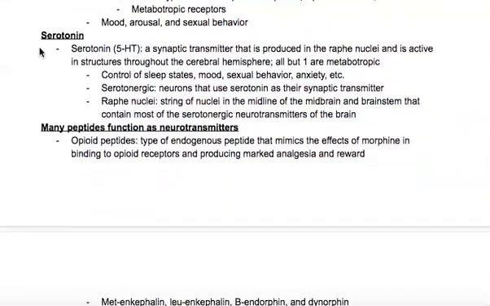The next section is serotonin, which is again one of those monoamine neurotransmitters. It is also known as 5-HT. It is a synaptic transmitter that is produced in the raphe nuclei and is active in structures throughout the cerebral hemisphere, and all but one of its receptors are metabotropic. They're pretty slow acting. Serotonin mostly controls sleep states, mood, sexual behavior, anxiety, and behaviors such as these.